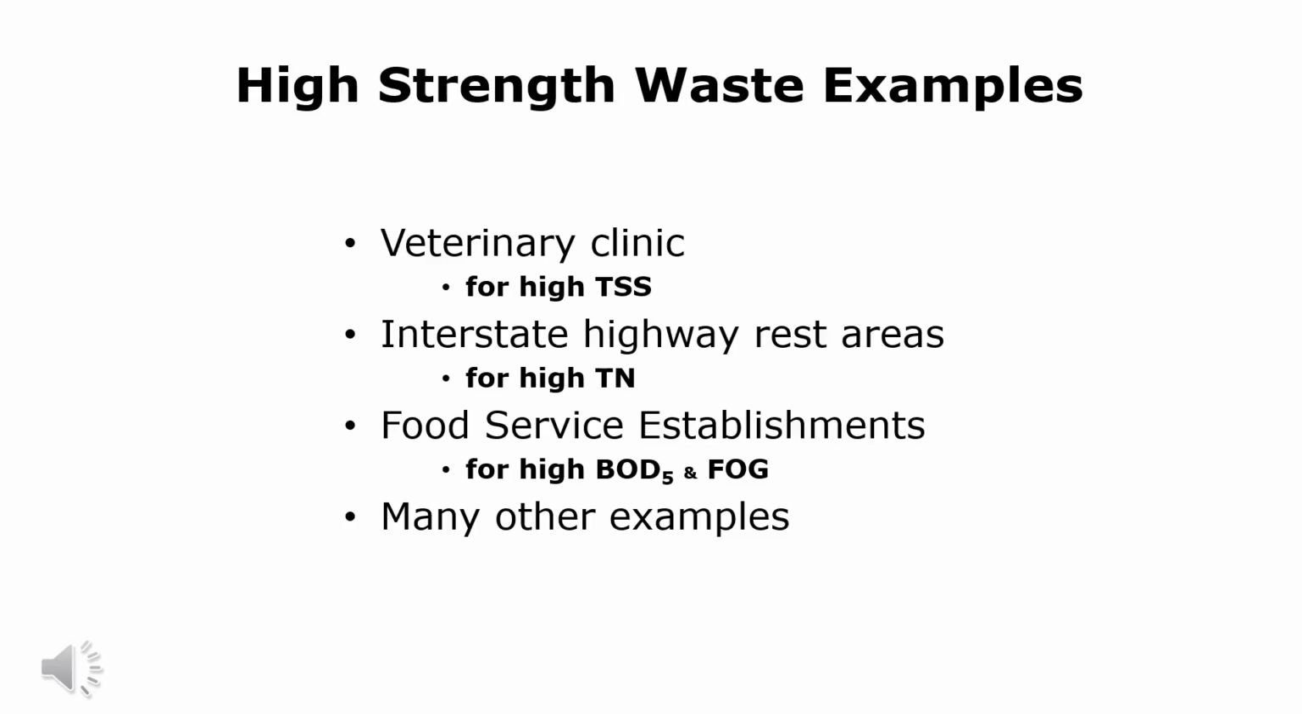Here are some examples of facilities expected to generate high-strength waste. We expect a vet clinic to exceed just this one parameter. Highway rest areas typically generate very high total nitrogen wastewater through urine. The example most people think of for high-strength wastes are food service establishments. But there are several kinds of food service establishments with special concerns for each. For example, the solution for a bakery would not be appropriate for a drive-in burger and shake place.